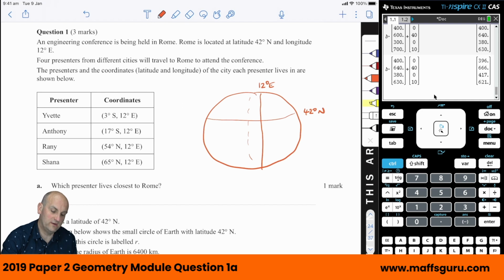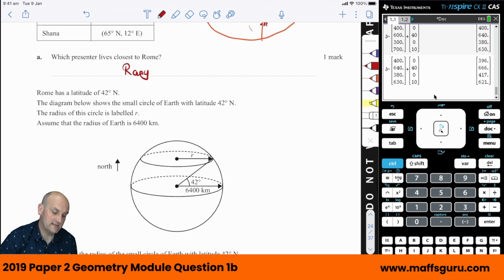All right, Yvette, 3 degrees south. So where's Yvette going to be? Roughly speaking, 3 degrees south, 12 degrees east. So that's Yvette. We've got Anthony, 17 degrees south. Rihanna is going to be 54 degrees north. So Rihanna is going to be 10 degrees from Yvette, quite some distance. And Shana was going to be 65 degrees north. So I would say Rani.